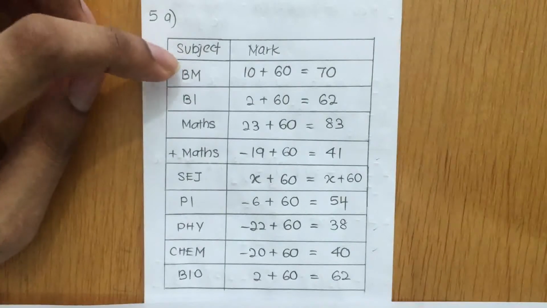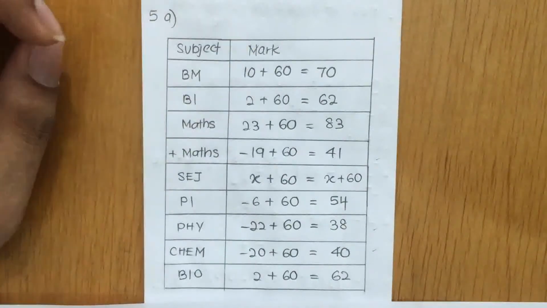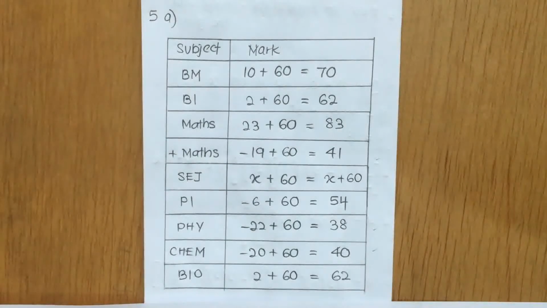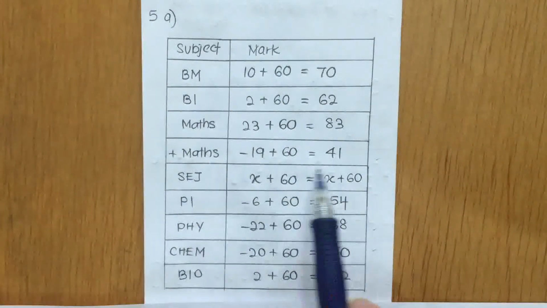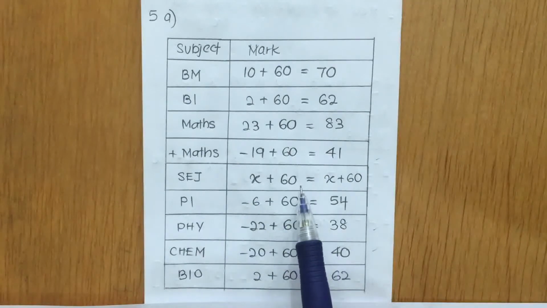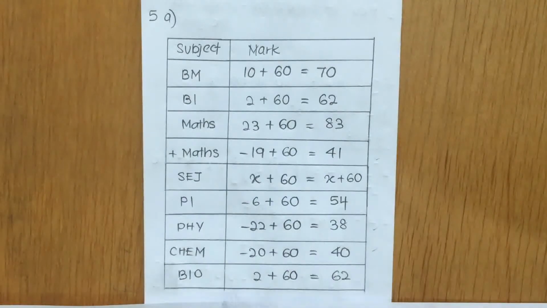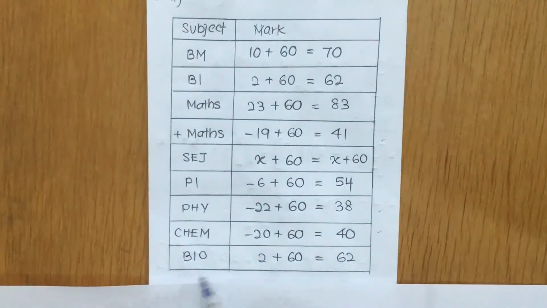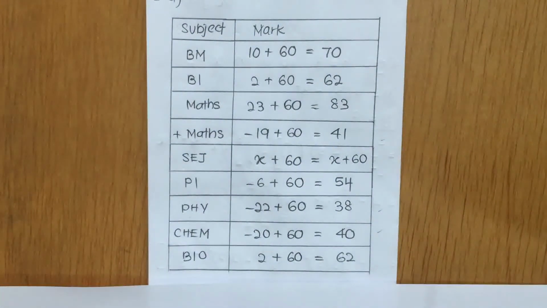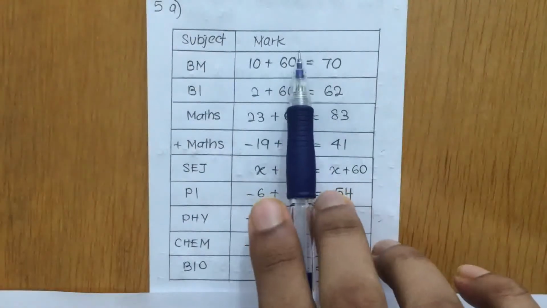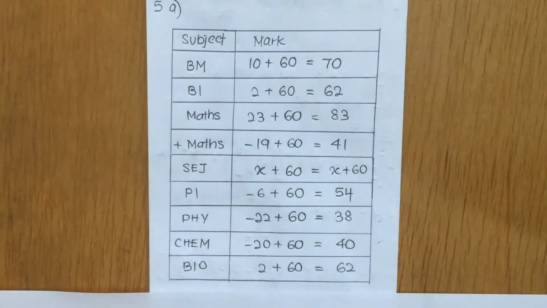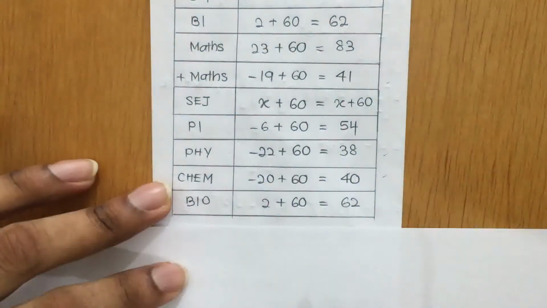So this is your very first step. You have BM as 70, English is 62, Mathematics is 83, AdMaths 41, Sejarah, we don't know the mark, so we write X plus 60. Pendidikan Islam will be 54, Physics 38, Chemistry 40, and at last Bio will be 62. So this is the updated table. In order to solve this question, you first change it from the deviation table into the mark table. Let us proceed to the next working.